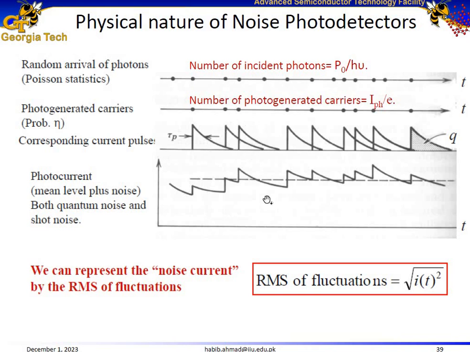And then if we plot the mean current, we would see variations of the generated photocurrent around a mean level. The RMS of fluctuations is equal to the square root of the square of this current.